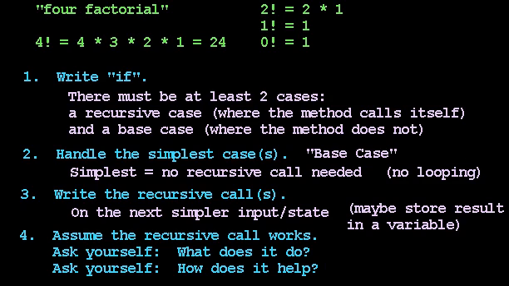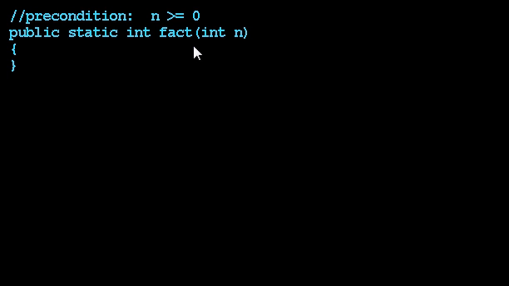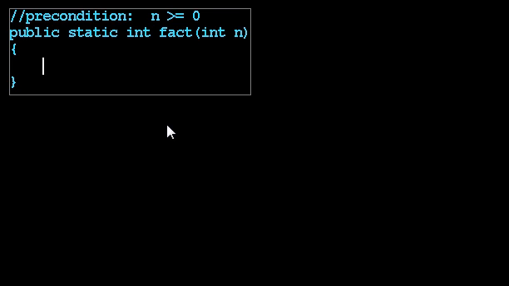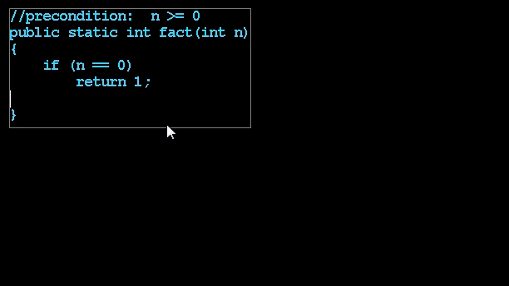So let's take another look at our factorial method that we wrote, and I'm assuming that we remember how to compute factorials too, right? N times n minus 1 times n minus 2. So we write if, we test our simplest input. The simplest factorial we can find is factorial of 0, and we know that the factorial of 0 is 1.